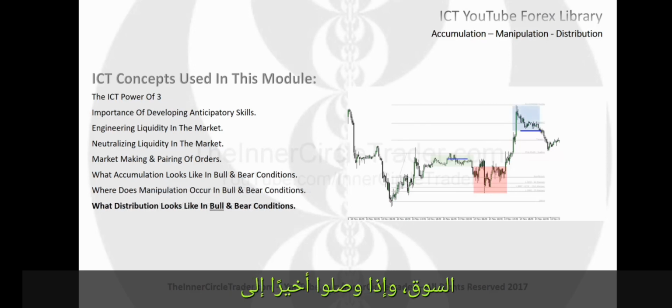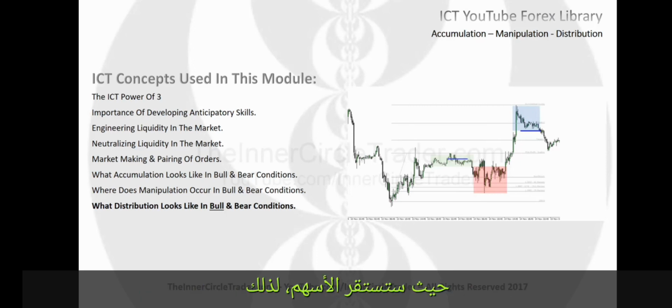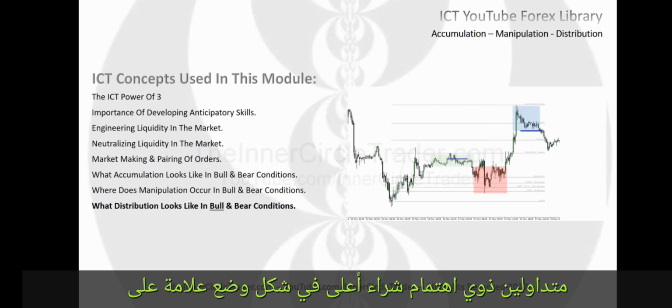And then finally, at the highs of the day, we have our distribution, where the smart money exits their long positions by selling above an old high where buy stops would be resting. So those buy stops would be hit, flooding the market with buyers at a higher price. Smart money is going to sell their long positions to higher buying interest traders in the form of their buy stops being tagged.